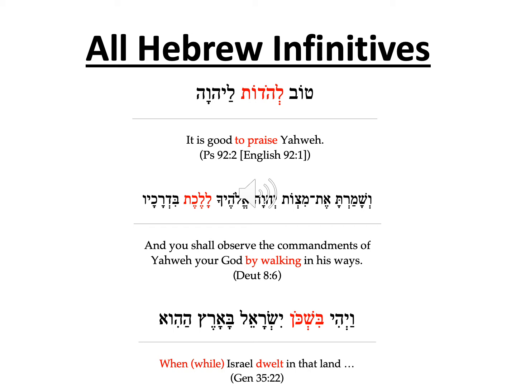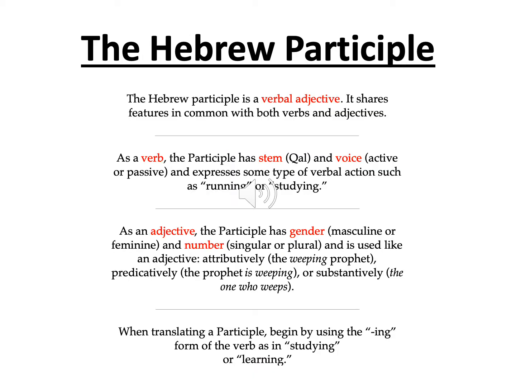Here are a few more examples. You'll notice that all of these on both slides have prepositions attached. This is the most common usage of the infinitive construct, a preposition plus a verbal idea. Again, remembering that an infinitive is basically a verbal noun. On the other hand, a participle is a verbal adjective.